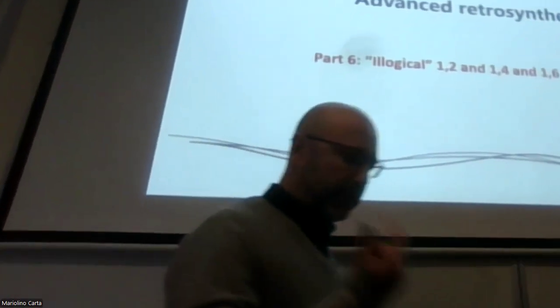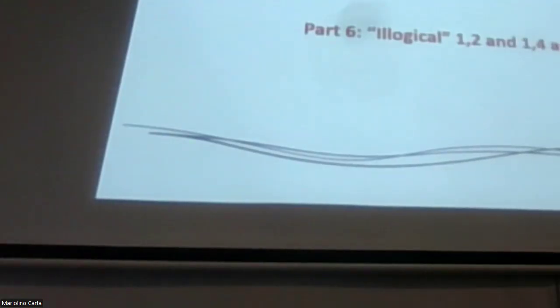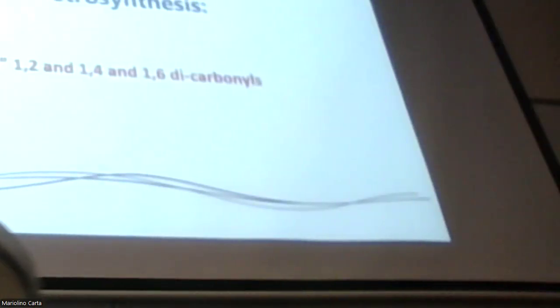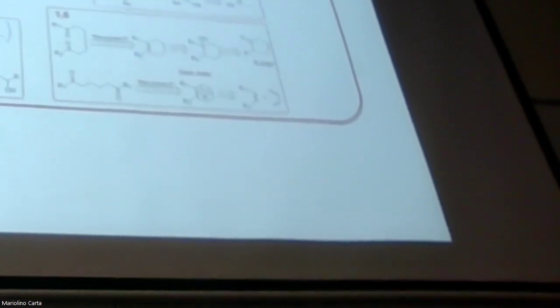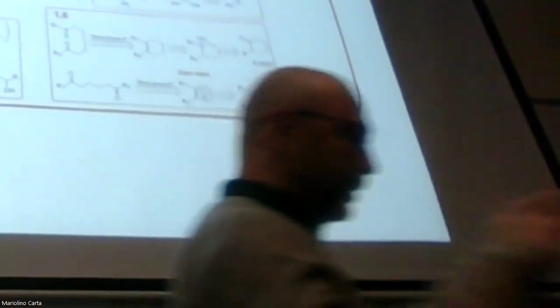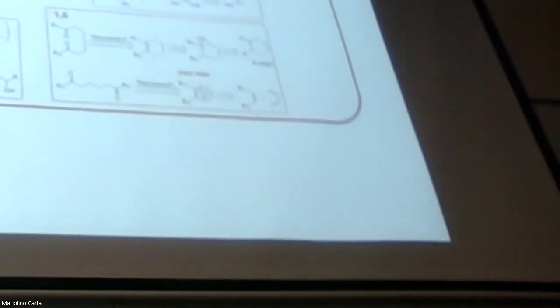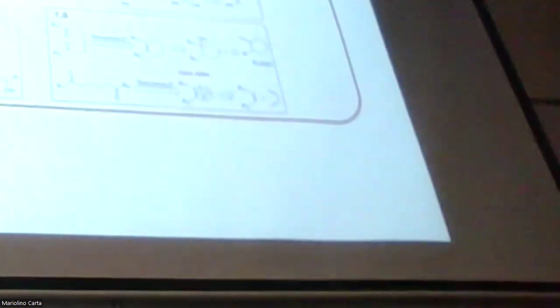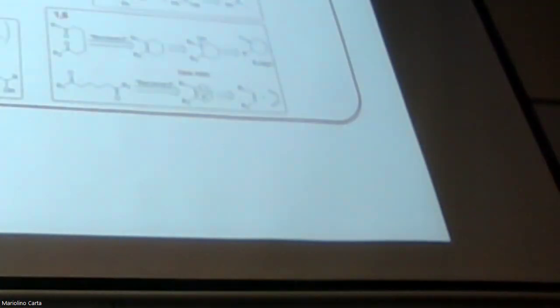We said that the 1,3 and 1,5 were easier to disconnect, but again, you can do a lot of things. 1,2, 1,4, and 1,6. If you remember, the even numbers in terms of dicarbonyls are the more so-called illogical disconnections. So this is another part of the slide that I'm going to give you. Let's focus here only on the 1,2, 1,4, and 1,6.